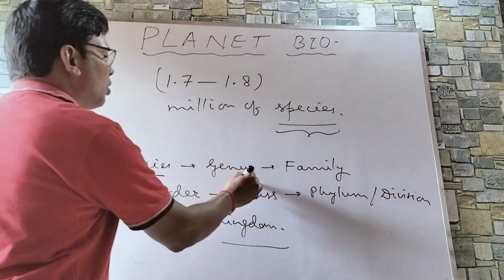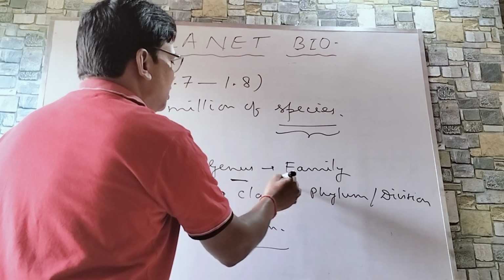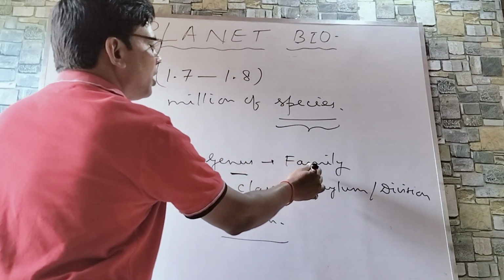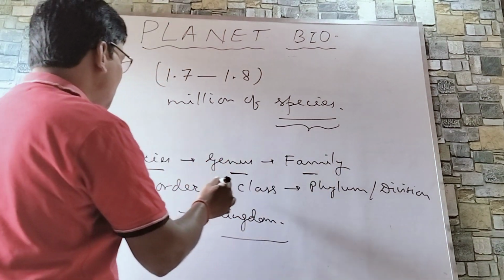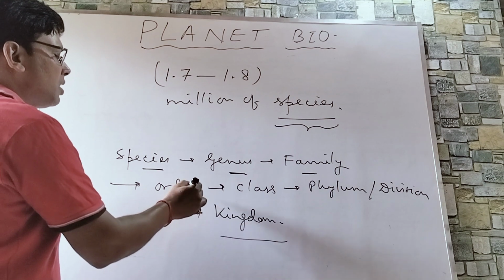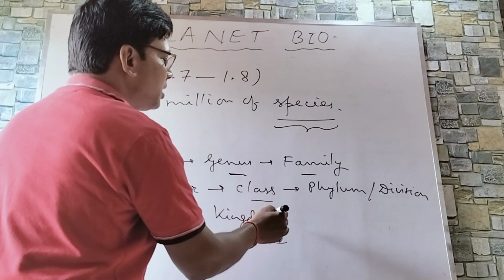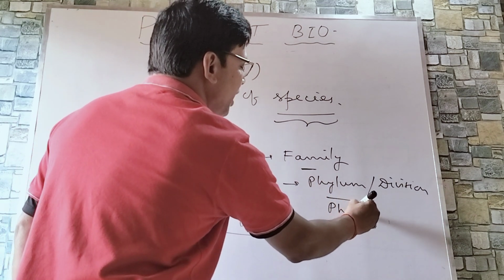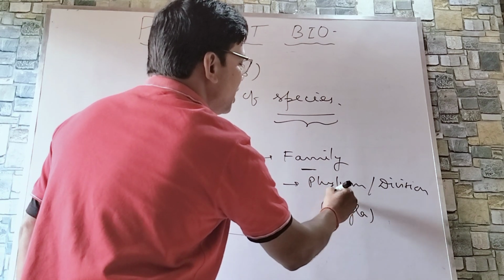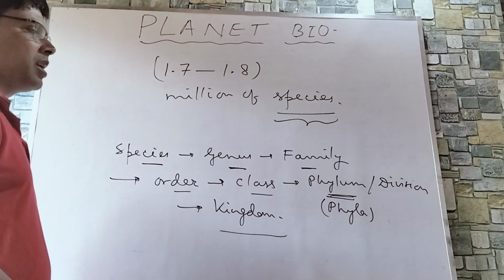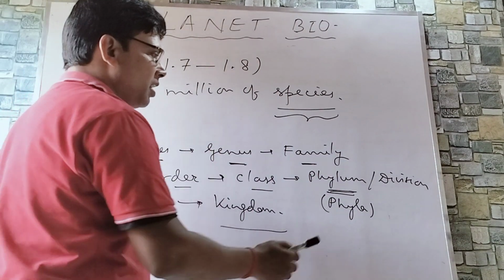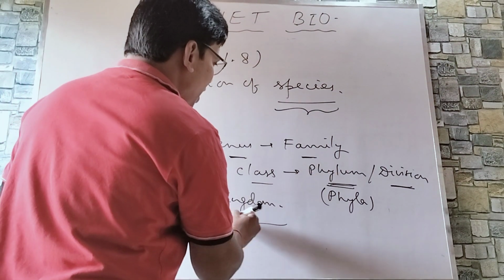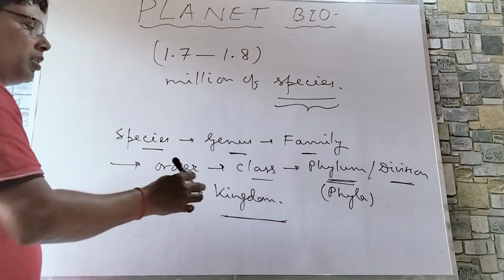Species unite together to form genus, and several genera, the plural is genera, unite together to form family. Several families unite together to form order. Several orders unite together to form class. Several classes unite together to form phylum, or you can say phyla in plural. This term phylum is applicable for animals, and this term division is applicable for plants, and then phylum or division unite together to form kingdoms.